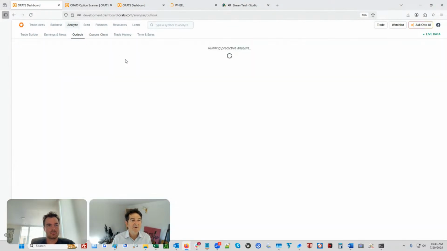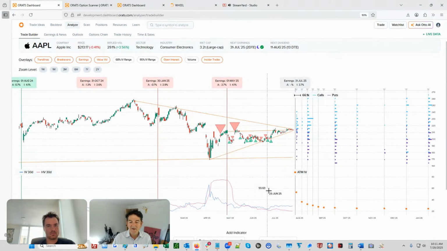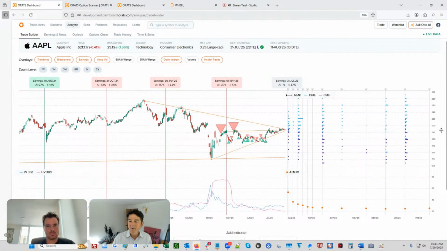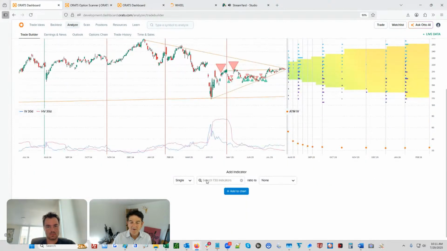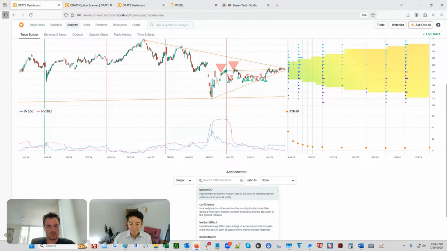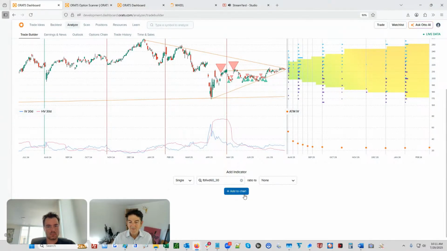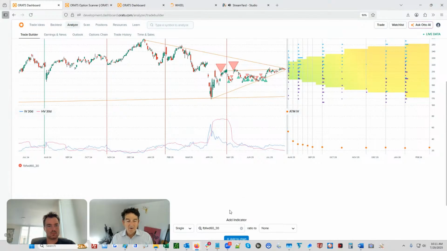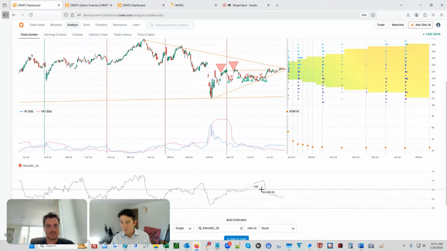And then we could go to the trade builder, right, to look at that. So on an Apple, if we want to add this indicator, FB 6030, right? That's what we have. So, here's 1, right? And here is where it is now, like we observed, right?